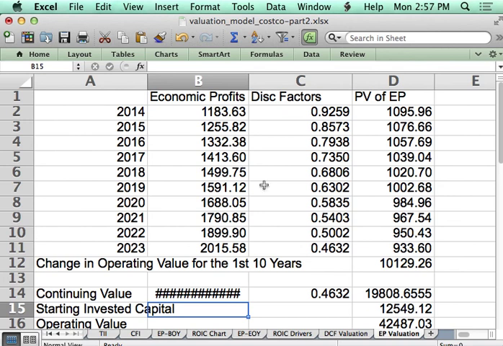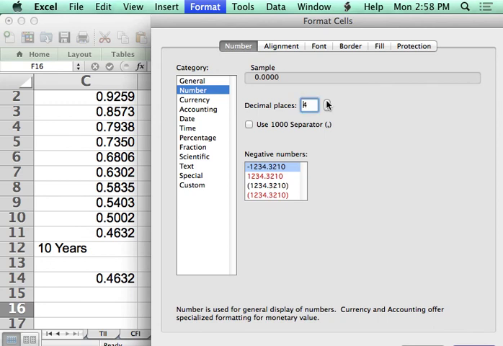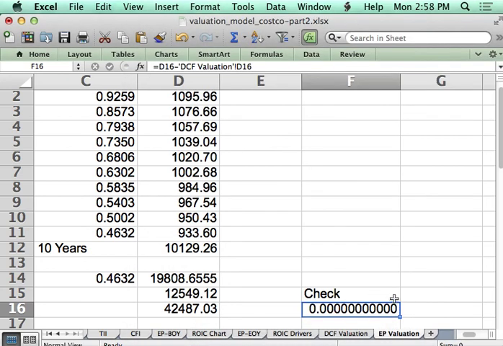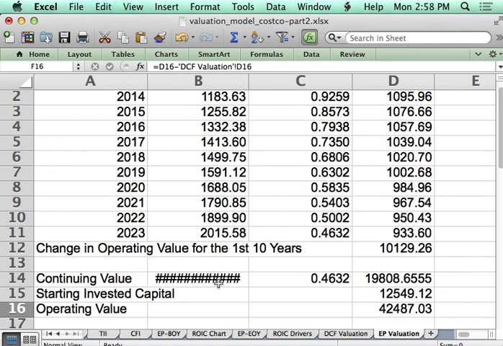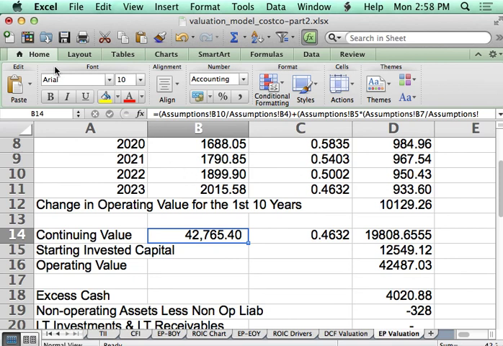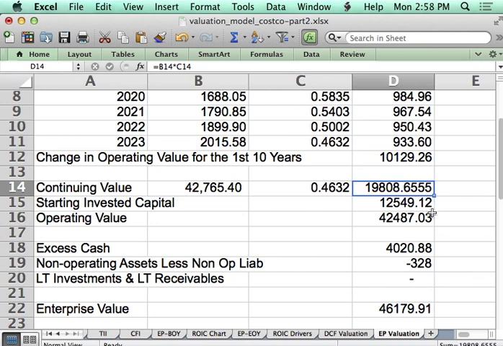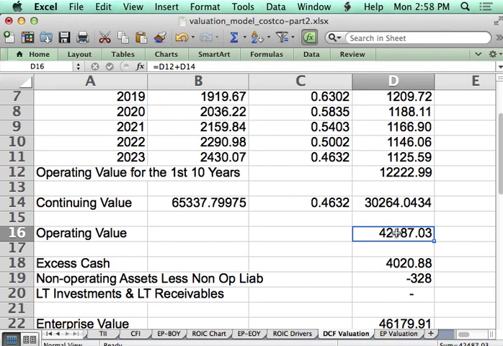If I did it right, my difference should be 0, exactly 0. Matter of fact, format cells, 10 decimal places, 0. Here it's just because the number is too big to fit. Make it 2 decimal places. 42,765.4. Present value 19,808. Operating value 42,487, which gets me the same operating value as the DCF, independently calculated. By the way, there's your final exam.